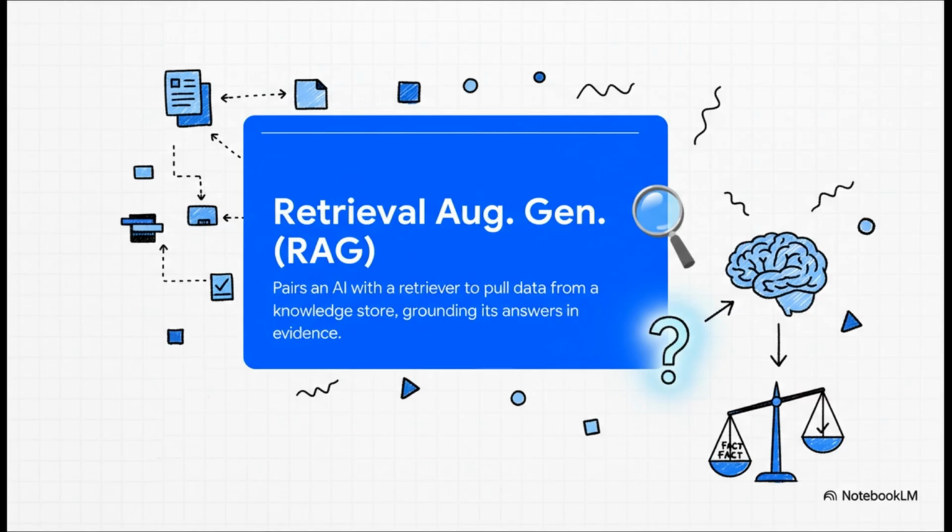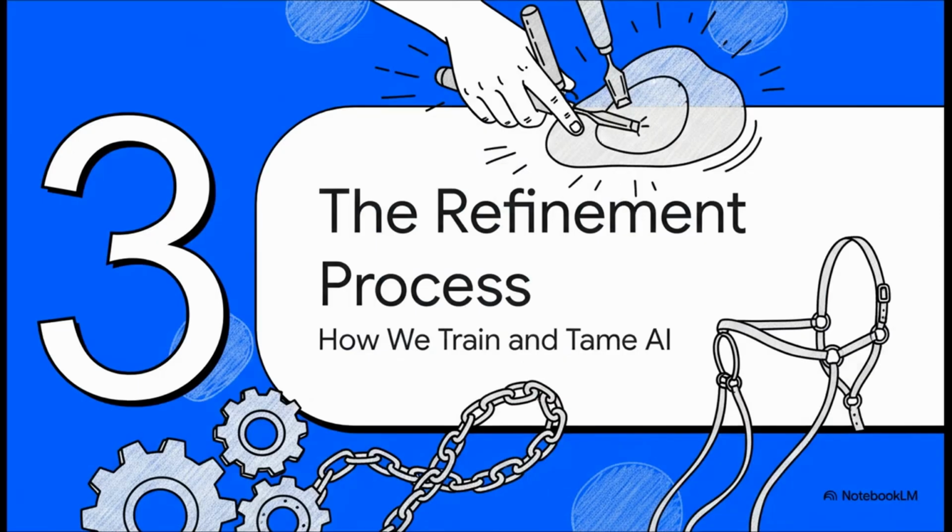It connects the AI to a fresh, up-to-date knowledge base. So when you ask a question, it doesn't just guess, it first goes and retrieves the actual facts from your documents. And then it uses those facts to build its answer. It forces the AI to show its work and stay grounded in reality. Okay, so now we have this powerful tool that can talk and even access the internet.